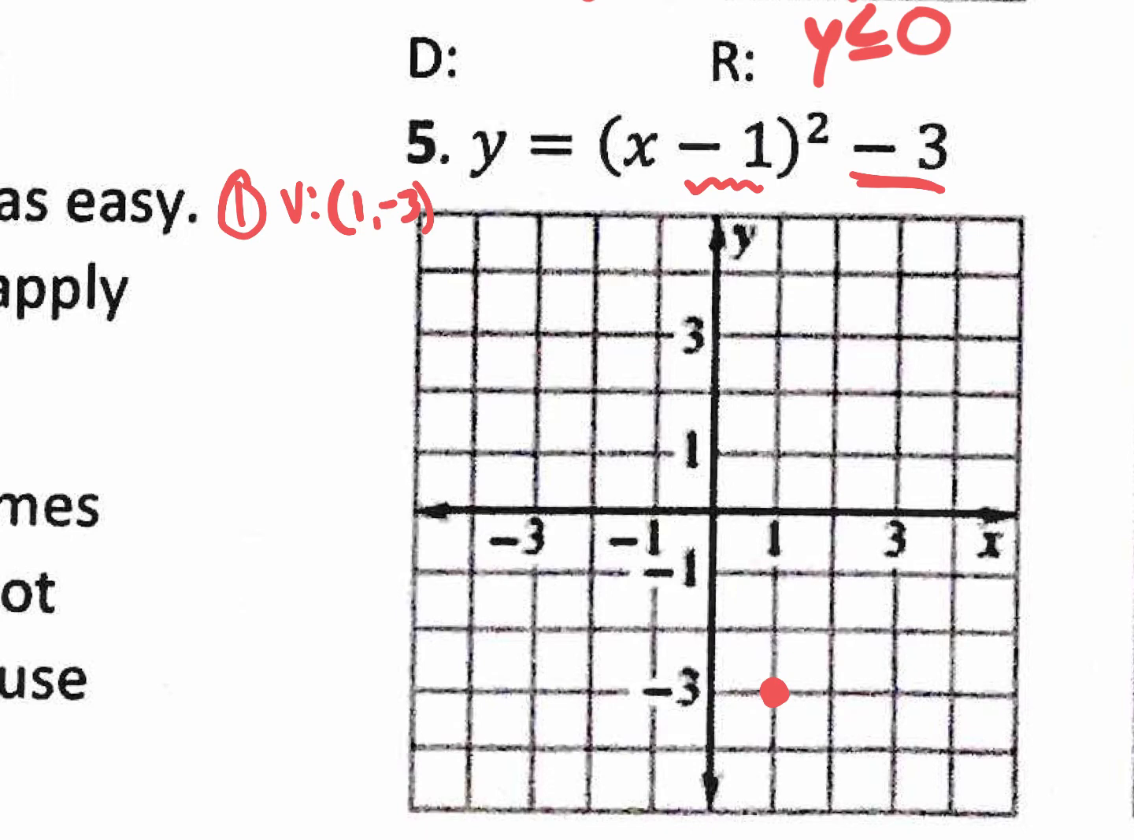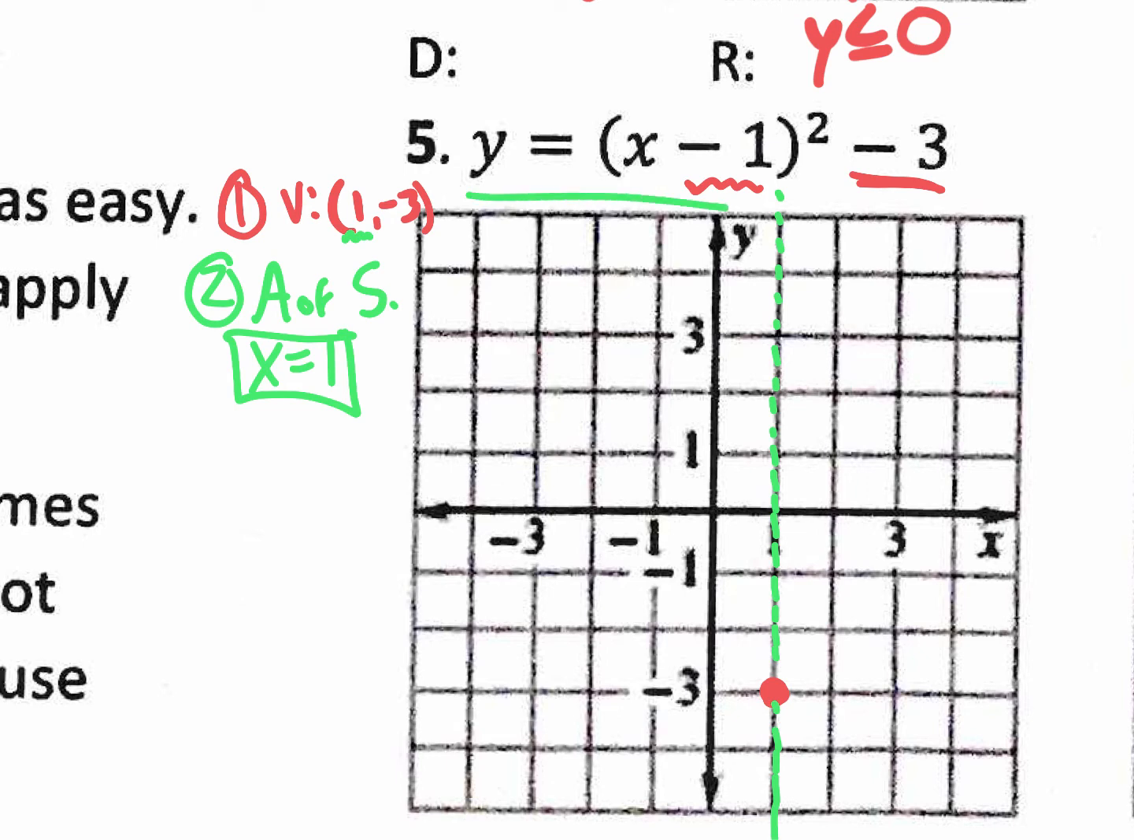Now we're going to do step 2, the axis of symmetry. That's simply a dotted vertical line going right through the vertex. Wherever your vertex is at, you're going to do a dotted vertical line right through that vertex. By the way, just for funsies, what is the equation of that green vertical line? X equals 1, the x value of your vertex. I will ask you a question like that on the quiz. What's the axis of symmetry of this whole thing? You would just say x equals 1.